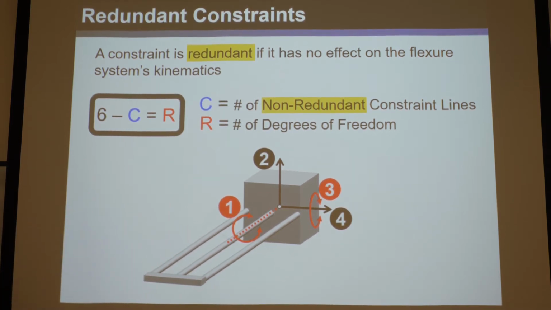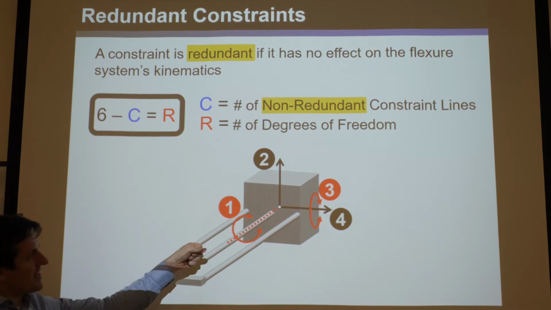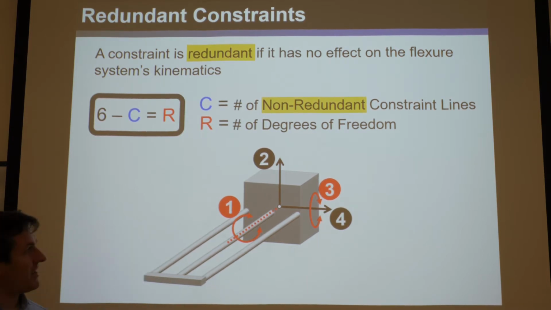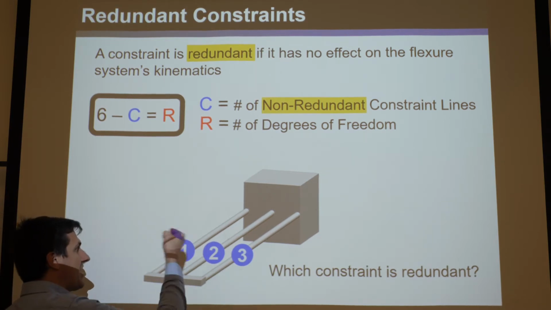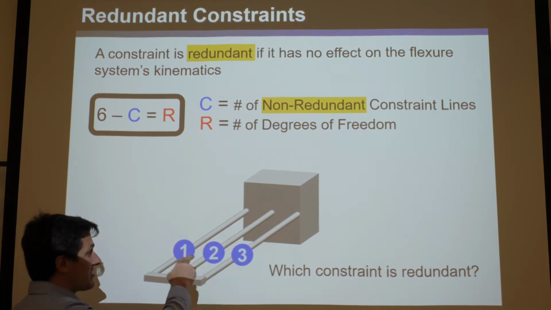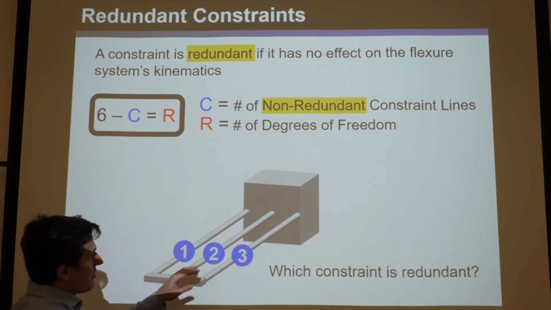But if the constraint doesn't kill a degree of freedom, then it's redundant, and it's said to be over-constrained. Now, the question is, which constraint is redundant here? Well, you'd say to yourself, it's obviously 2 because when I added it, it didn't do anything. So this is the redundant one. Well, don't be so quick to judge.